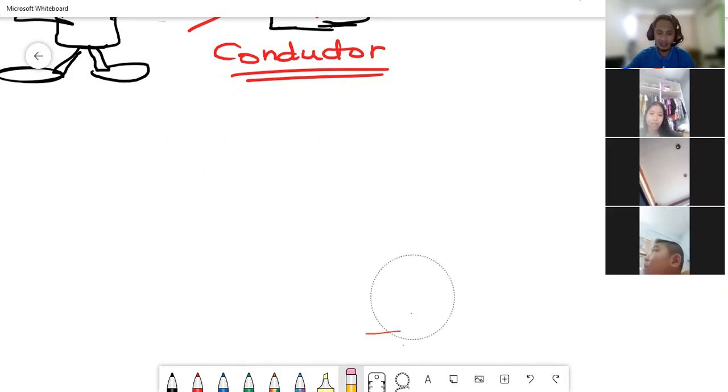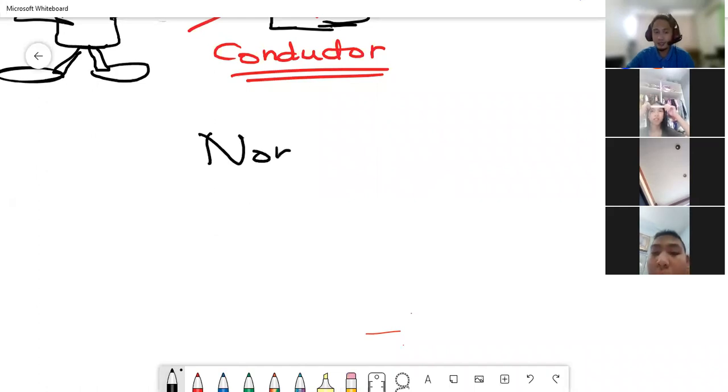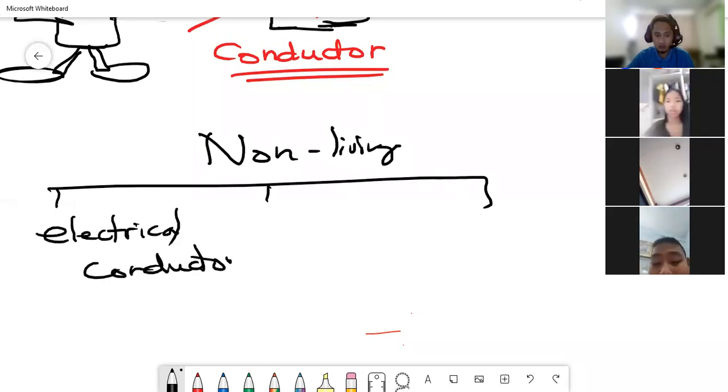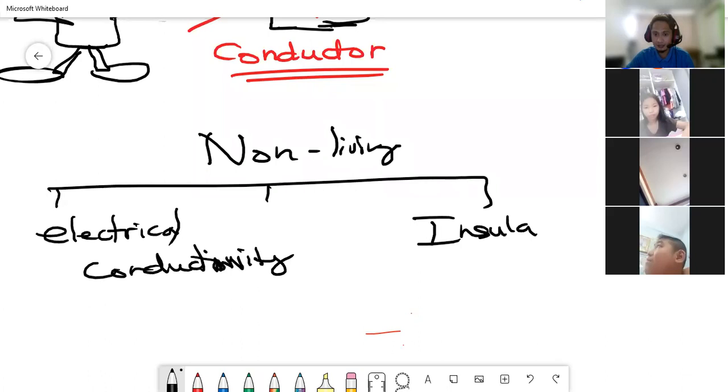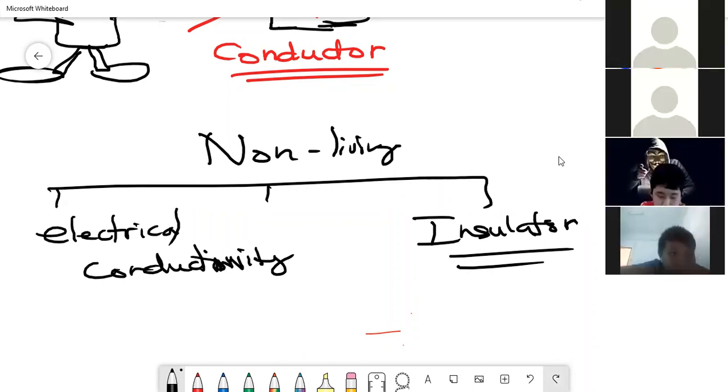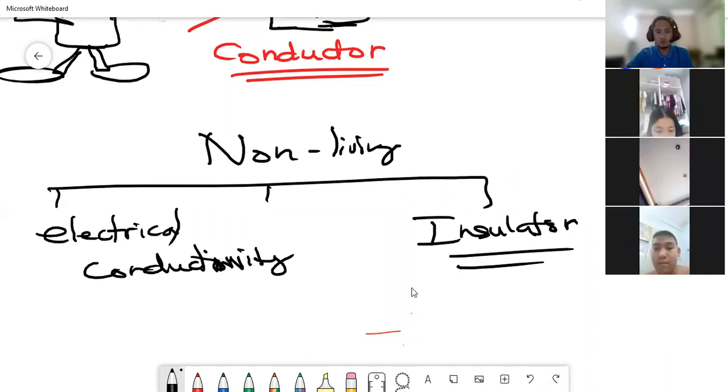And non-living things can be classified into two. Okay? Non-living things can be classified by electrical conductivity, into conductor and insulator. So we can classify them. This one is the thing that the electricity can flow through like that. So that is what we call the second one.